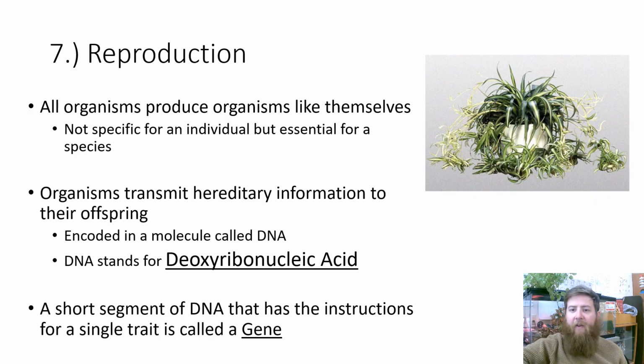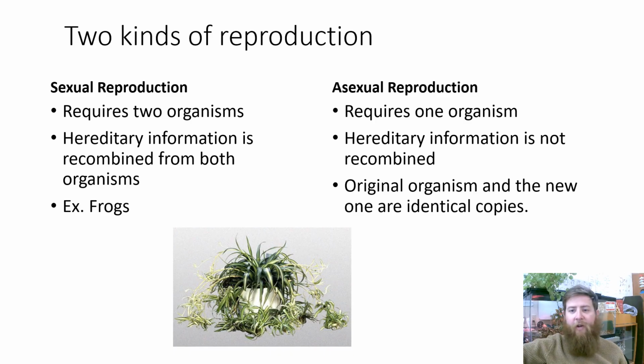So this guy here is doing a lot of reproduction. There's lots of babies coming off of this thing that are ready then to continue the species. There's two kinds of reproduction. There's sexual reproduction and asexual reproduction. Spider plants are awesome. That's what this guy is. He does both. Sexual reproduction requires two organisms, where you have to combine hereditary information from one plant and a different plant. This would be like flowers. Anytime you have a flowering thing, flowers.